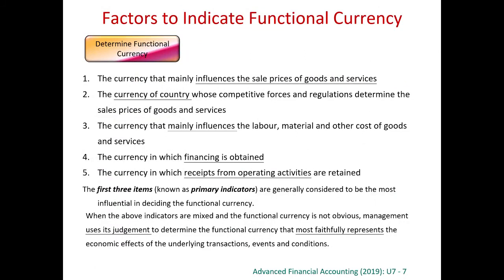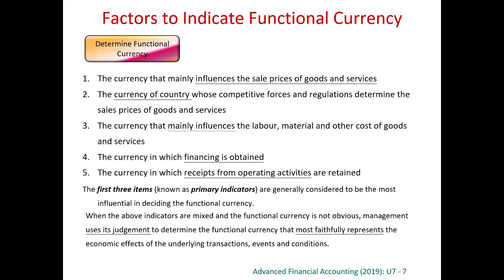There are many factors to indicate the functional currency. Basically, functional currencies can be the currencies that mainly influence the sales price. Functional currencies can be the currencies of the country whose competitive forces and regulations determine the sales price. And functional currencies can be the currencies that mainly influence the labor, material, and other costs of goods and services. We usually call these three items the primary indicators. They are more influential in designing the functional currency. But we will consider all the factors.